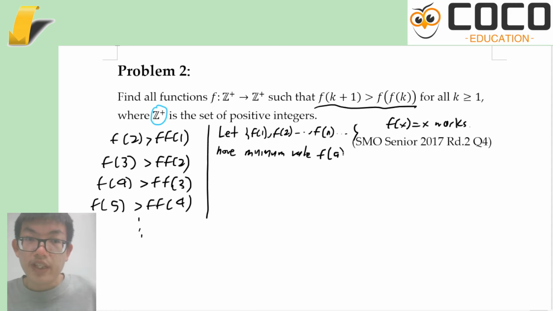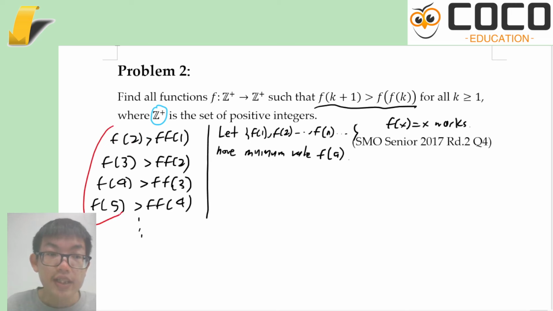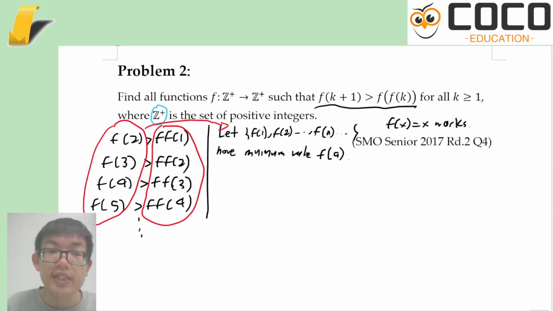Let's call it f of a. Now everything here is in the range. So is everything here, right? Everything in here is f of something. So the range contains all of these. Now that means that f of 2, f of 3, f of 4, f of 5, and so on, these are not the minimum.